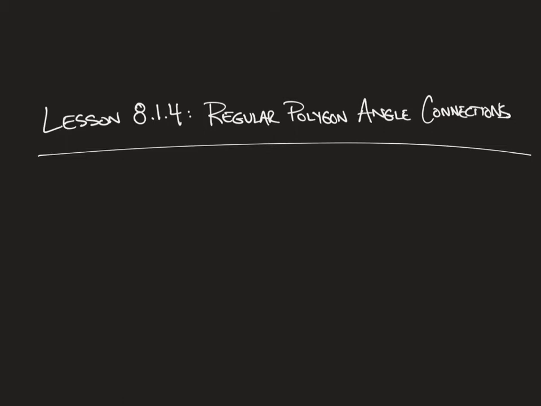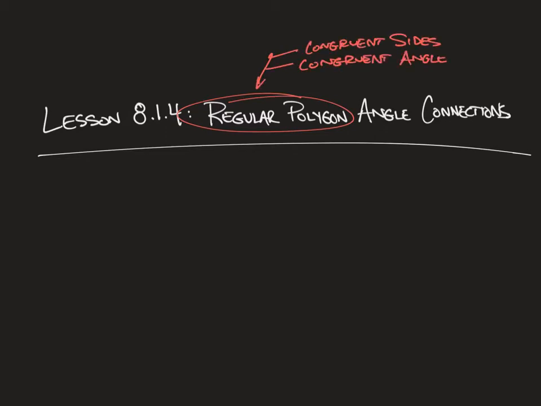Regular polygon angle connections is the title of this lesson. Let's remember what this means. A regular polygon has all sides congruent and all angles congruent. In the last lesson, we covered some formulas about the angles in a regular polygon. I just want to review those quickly here.